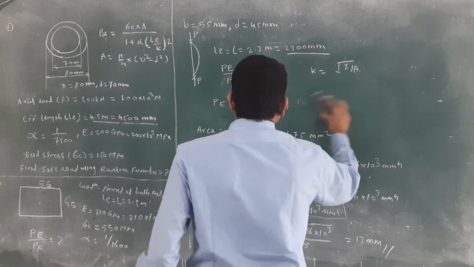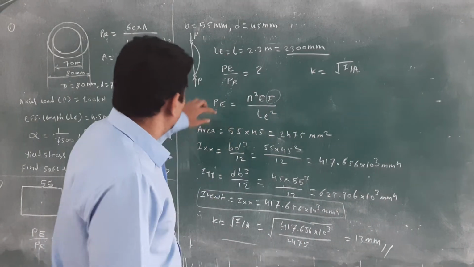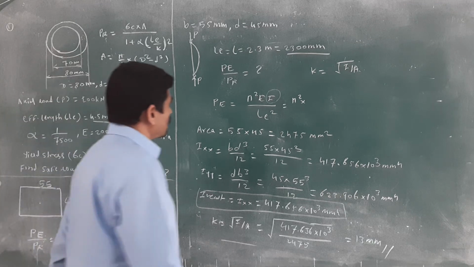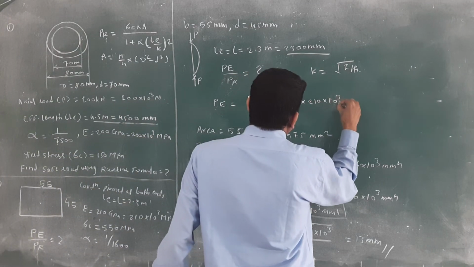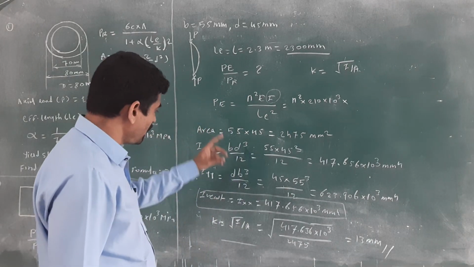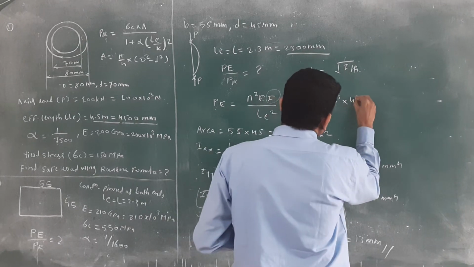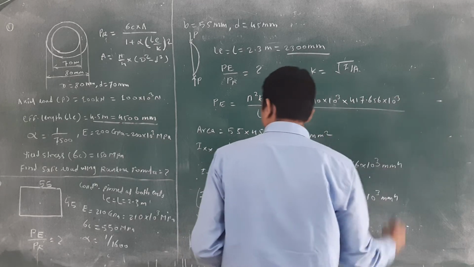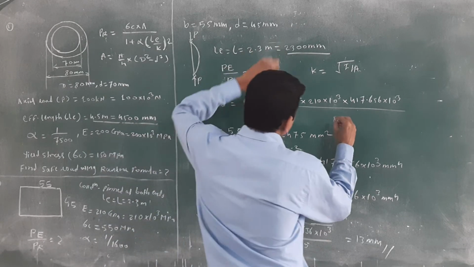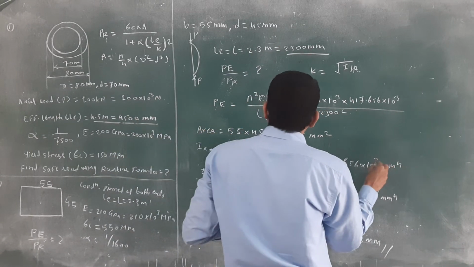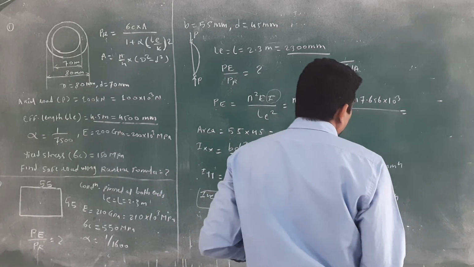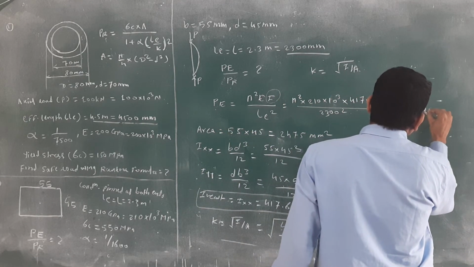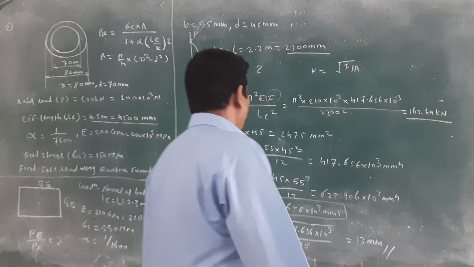We'll calculate the first PE. PE is equal to pi square E I divided by L e square. What is the value of E? 210 into 10 raised to 3. What value of I will you take? I is 417.656 into 10 raised to 3, divided by L e square. What is the L? 2300 square. Then you will get P is equal to 163.64 kilonewton. Okay, this is the value of PE.